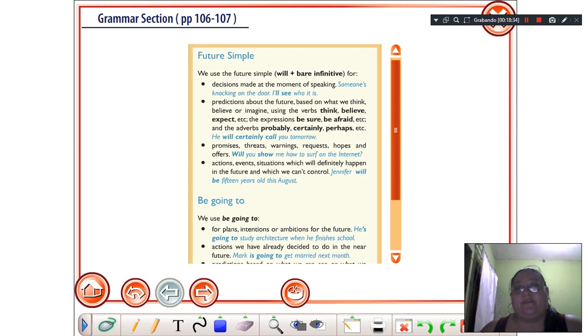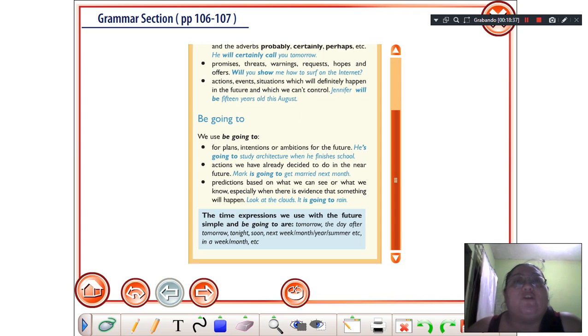And the going to, remember, always you put the verb to be before the expression going to, okay? And what are the uses of going to? For plans, intentions, or ambitions for the future. Actions we have already decided to do in the near future. And predictions based on what we can see or what we know, especially when there is evidence that something will happen. Okay, what are the time expressions that we're gonna use in the future simple and going to? Tomorrow, the day after tomorrow, tonight, soon, next week, next month, next year, etc. And in a week, in a month, in a year, etc. Okay, this is for the simple future.